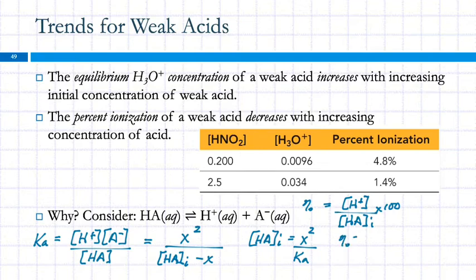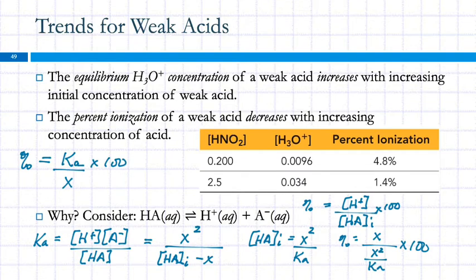And then if we plug that into the equation, we've got the hydrogen ion concentration, which is x divided by x squared divided by Ka times 100. And I ran out of room. I'm going to go over here. So percent ionization ends up being Ka over x times 100. Coming from down here, I'm inverting this. So I've got x over x squared, and I've got Ka in the top. So here, what happens then is, as my initial concentration gets higher, my hydrogen ion concentration gets higher, and this fraction here becomes smaller, and so my percent ionization becomes smaller.